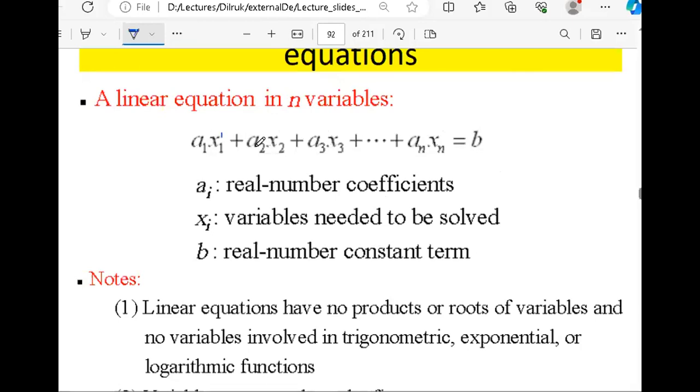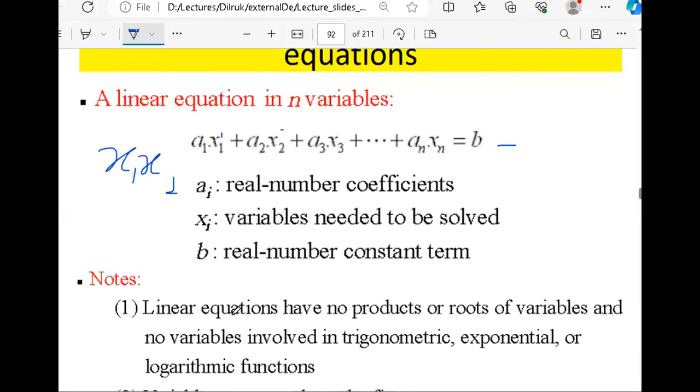These are all real numbers or complex numbers, so these are constants, scalars. And look at the exponent. The exponent is equal to 1, so that's why we call it a linear equation. This does not have a product of any unknowns. Here you don't have terms like x1 x2, or products of unknowns.